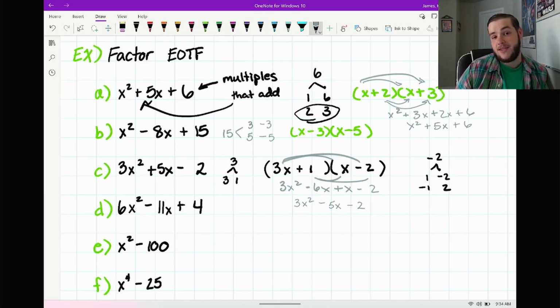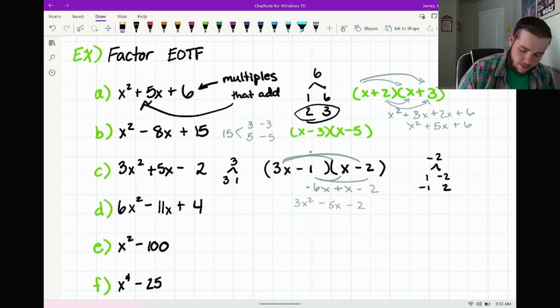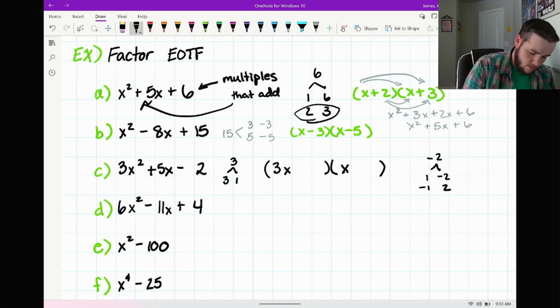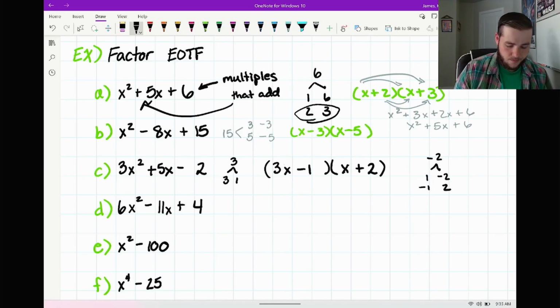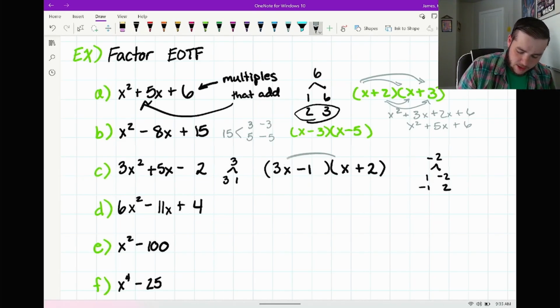That tells me I need to use the other ones, and that the actual answer should be minus 1 and 2. Sure enough, when I check this work, I get 3x squared plus 6x minus x minus 2, which simplifies down to the correct answer.